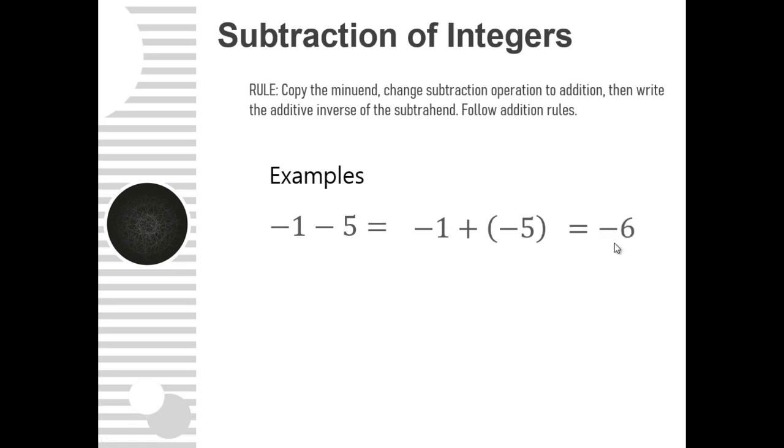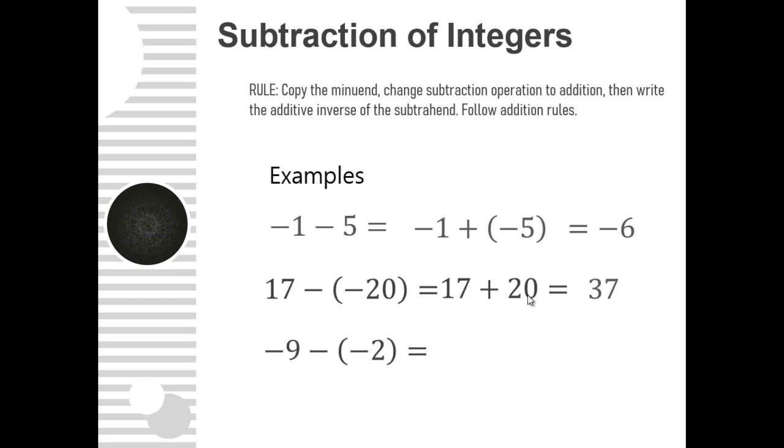So, I hope that's clear now. Next. 17 minus negative 20. Copy the minuend, 17, same as here. Then, change this to plus. Since this is negative 20, its additive inverse is positive 20. Follow the rules of addition. So, this will become 17 plus 20, same sign. Add. That's 37. Positive.